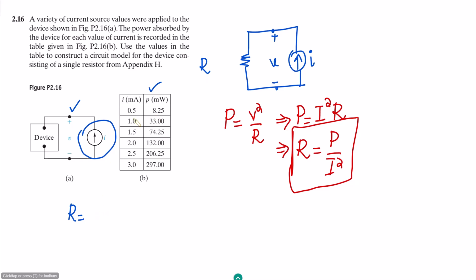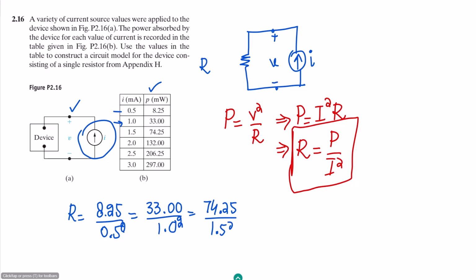So P for the first pair would be 8.25 divided by 0.5 square, that is equal to 33.00 divided by 1.0 square for the second one. For the third one, that is also squared. Also for the others it will be 74.25 divided by 1.5 square, and so on for the others as well.